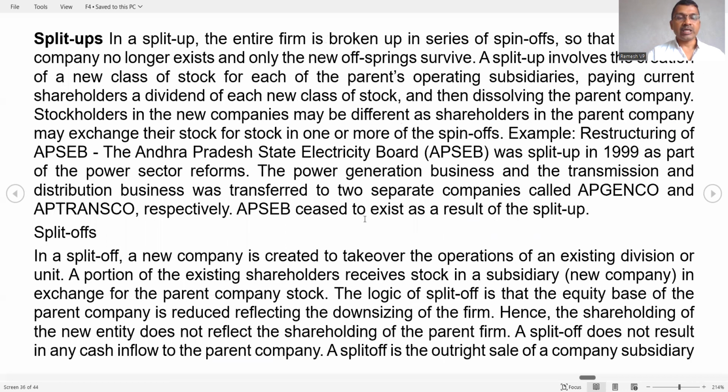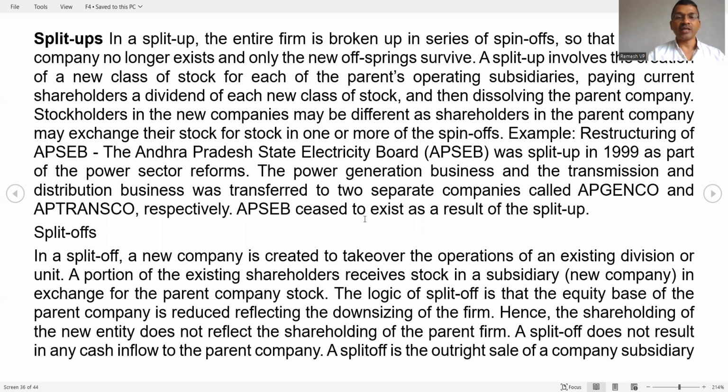Now, split-off is where part of a company or a division is taken out and shareholders have stock in the subsidiary or the new company in exchange for the parent company stock. In split-off, the existing shareholders can't keep shares in the parent company if they opt for the new company or the subsidiary. But in case of spin-off, they can keep both. This advantage is there. And when you talk about split-up, it means the existing company splits up into two new companies, and in that process, the existing company disappears or dissolves.